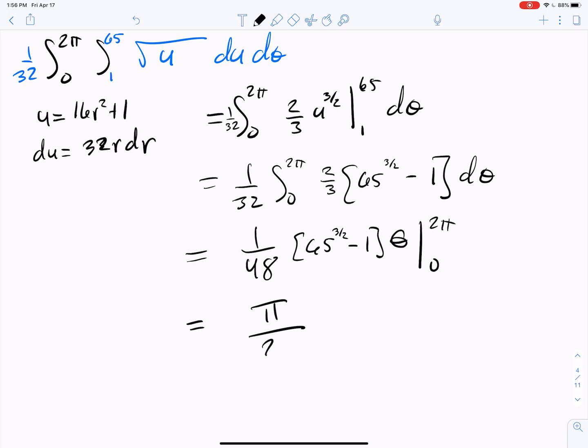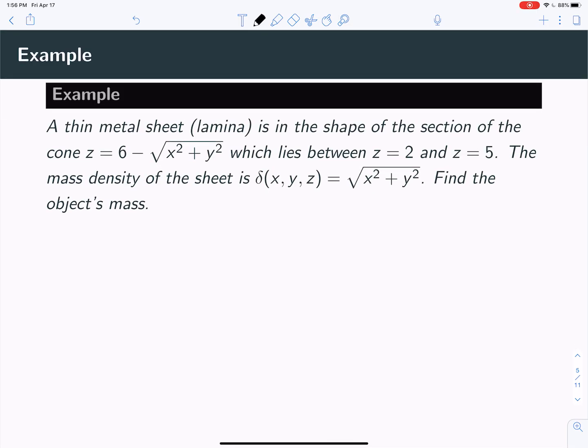2 pi over 48 would be pi over 24. 65 root 3/2 minus 1. And that's the answer for that one. All right, let's do another one now.